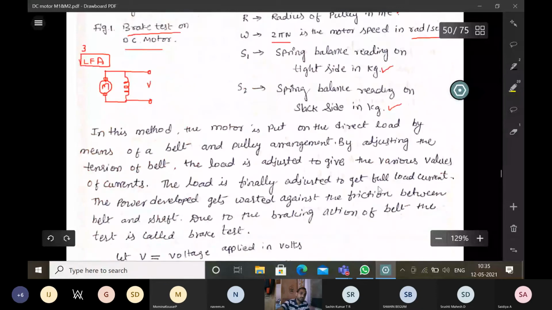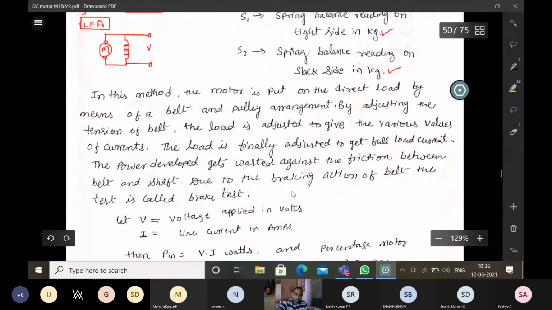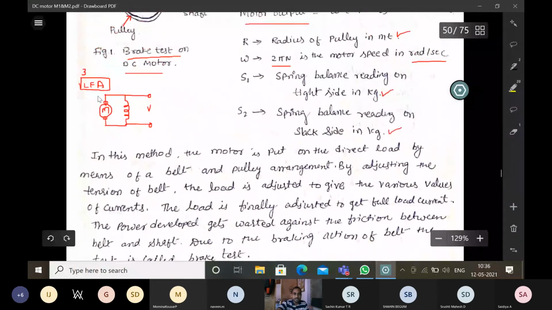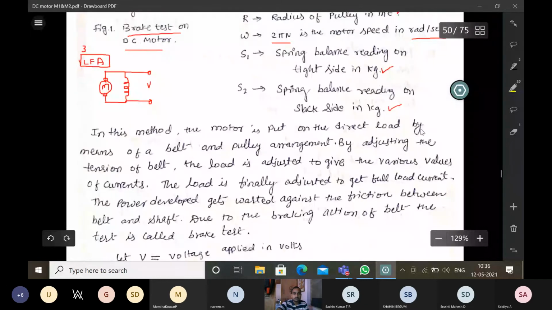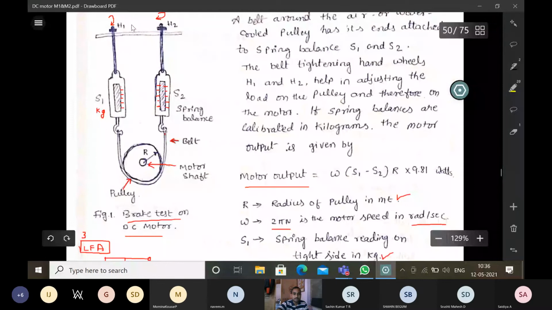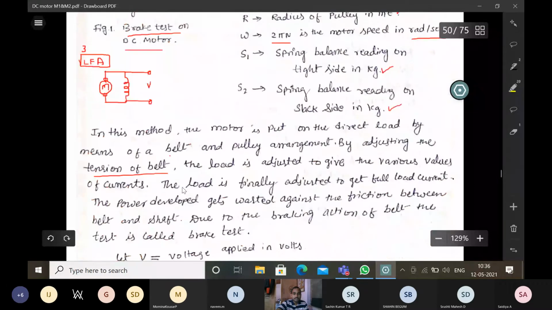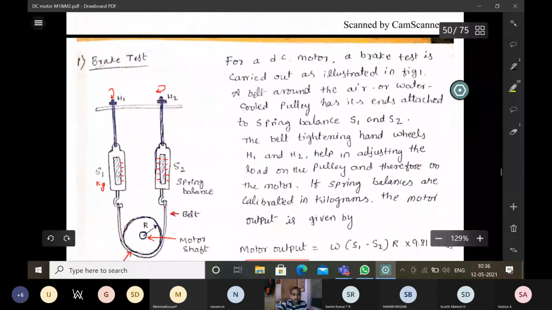So in this method the motor is put on direct load. The motor is directly connected to the load through the brake drum, by means of a belt and pulley arrangement, by adjusting the tension of the belt. How are you adjusting the tension of the belt? Through the hand wheel. The load is adjusted to give various values of current. So how much load do we need to put on the motor?